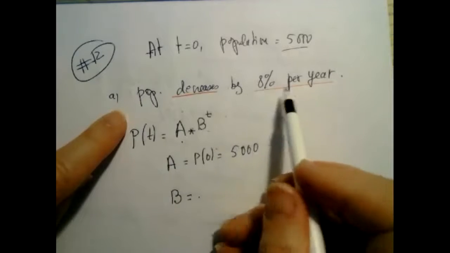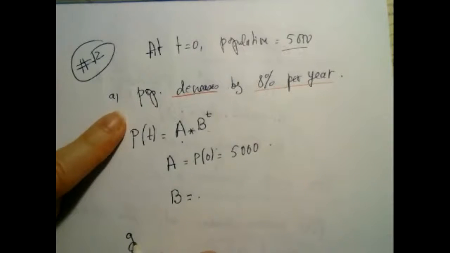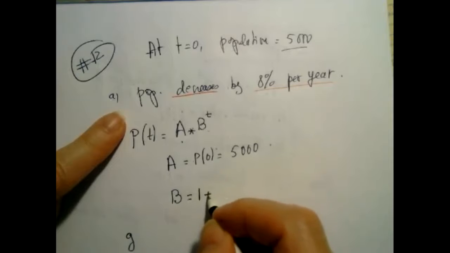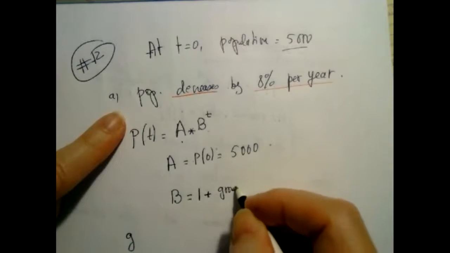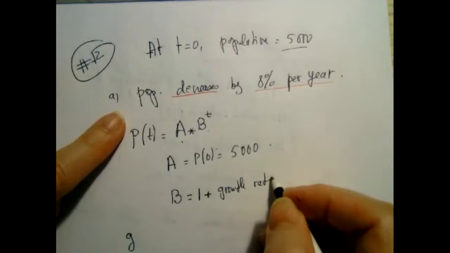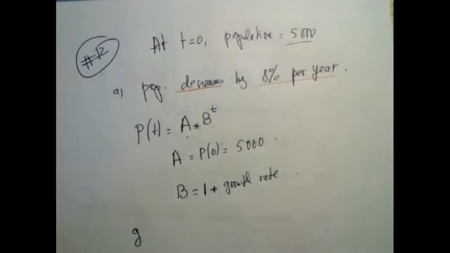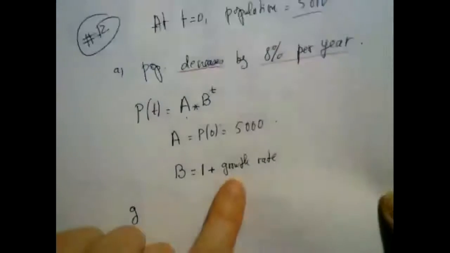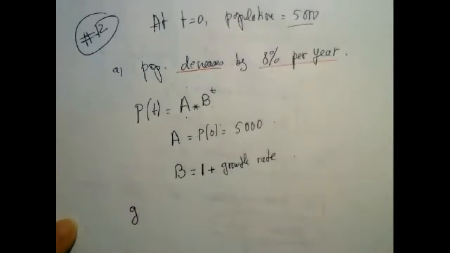The population decreased by 8%. So B is 1 plus the growth rate. Okay, that's what B is. It's not the growth rate. It's 1 plus the growth. What do you mean by the growth rate? The growth rate means the percent by which the population is changing.